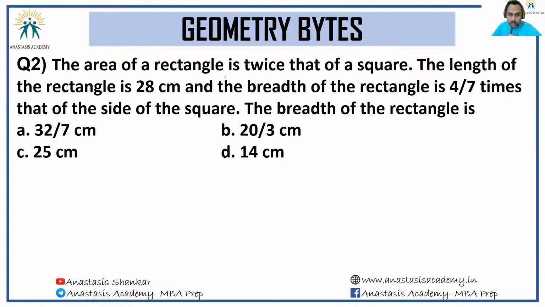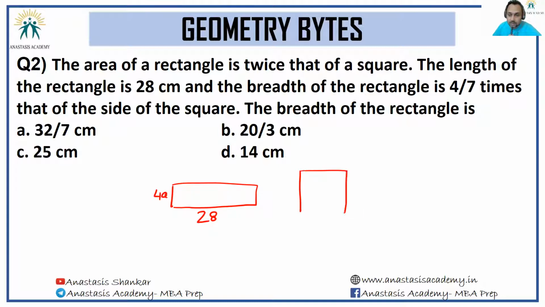Next question. The area of a rectangle is twice that of a square. The length of the rectangle is 28 centimeter and breadth of the rectangle is 4 by 7 times that of the side of the square. The breadth of the rectangle is. Okay, rectangle is something like this. This is 28. This is 4A.